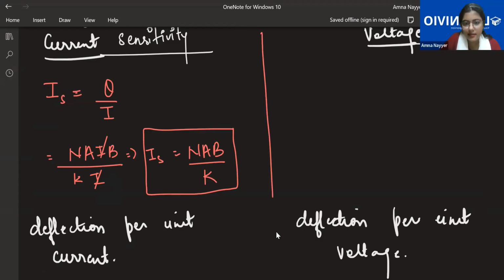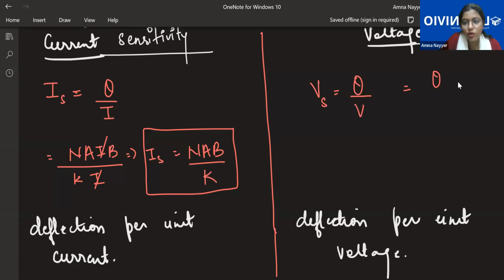This is the current sensitivity. What is voltage sensitivity and what is the meaning of it? Actually, the physical meaning of current sensitivity is that for small amounts of current, the galvanometer gives you a huge reaction, that yes, the deflection is more even for a small amount of current. So what is voltage sensitivity? Voltage sensitivity is deflection per unit voltage, theta divided by the voltage.